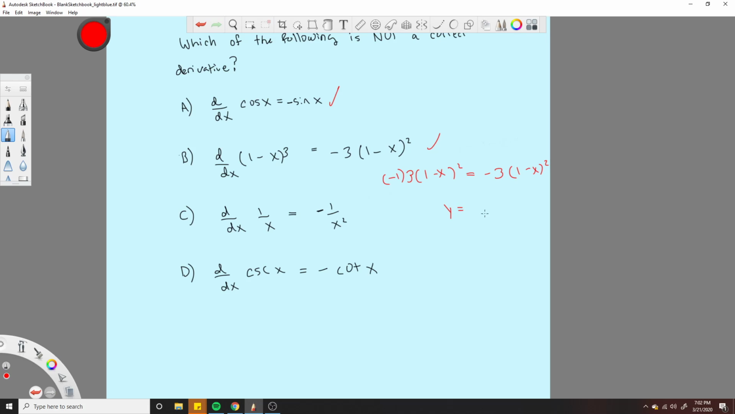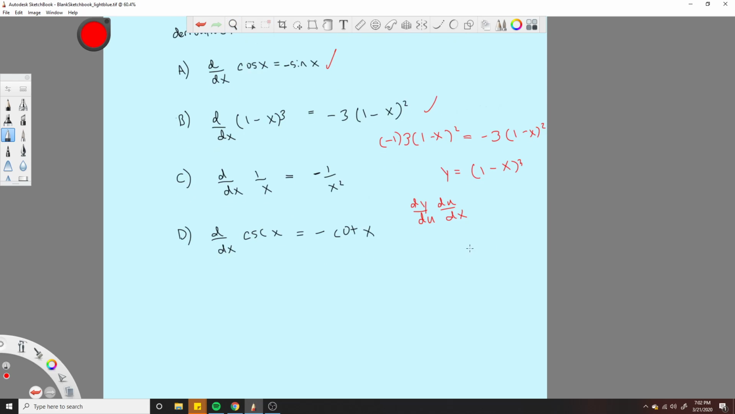maybe call y (1 minus x) cubed. You would do dy/dx is equal to dy/du times du/dx. So you'd substitute a u in here. This would be equal to u cubed. dy with respect to u would be 3u squared.